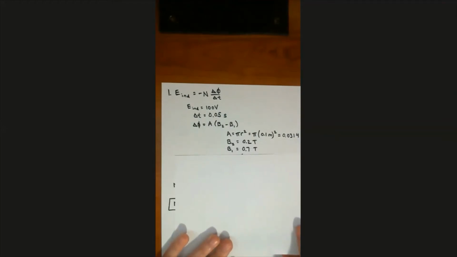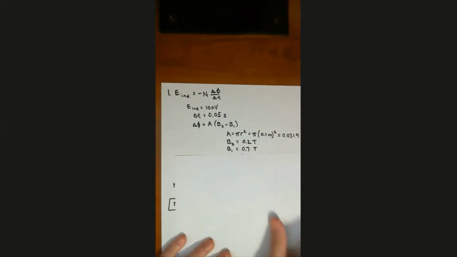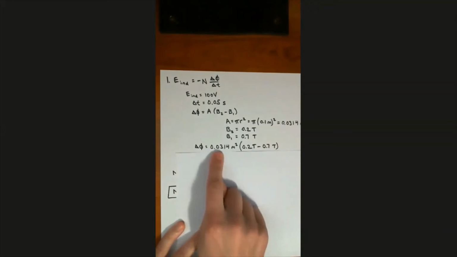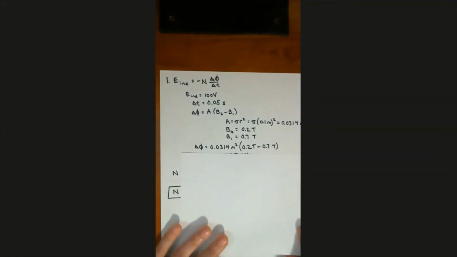And we know B2 and B1, that's what the magnetic field is changing to and what it's changing from. So plug all that in and we can get our change in magnetic flux. That's the area from there, and this is the change in magnetic field strength. So plug all that in.